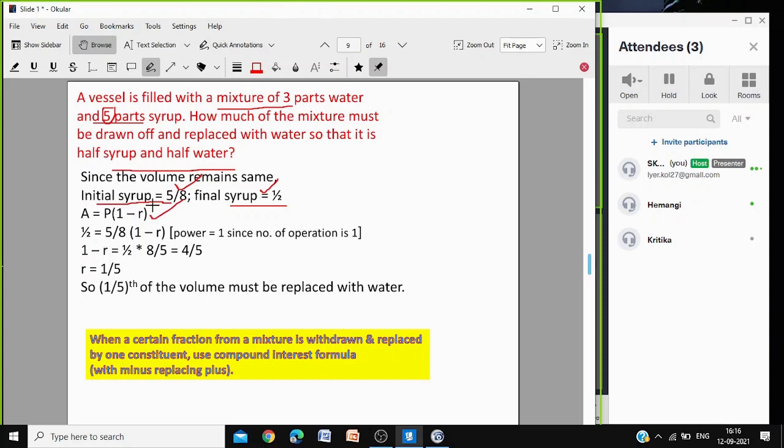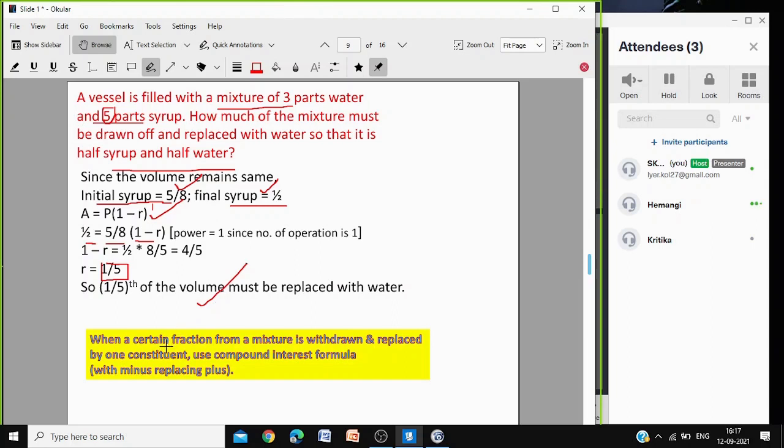Here the power is 1 because we did not do it 2 times or 3 times. We are doing it only once. The power represents how many operations you are doing. Since you are not doing it again and again, the power is 1. So final amount half is equal to 5 by 8, which is the initial quantity or initial ratio, into 1 minus r. Solving it, you will get r equal to 1 by 5. So 1/5 of the volume must be taken out and replaced with water.